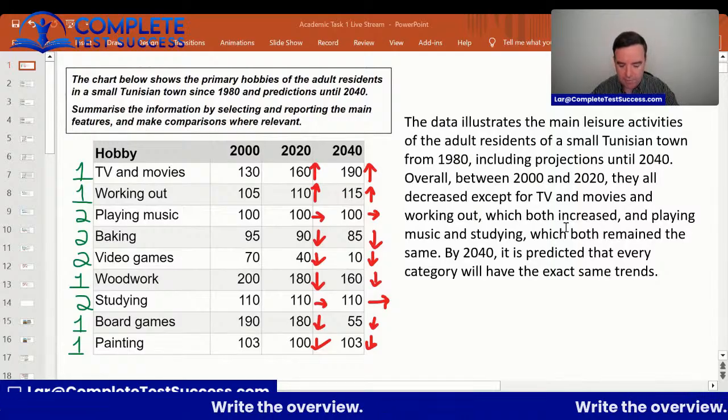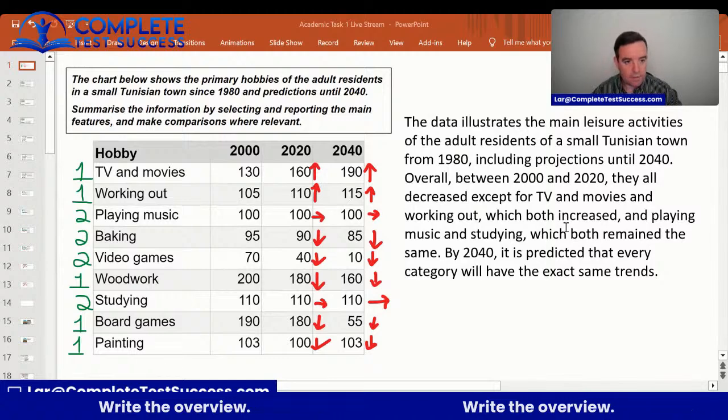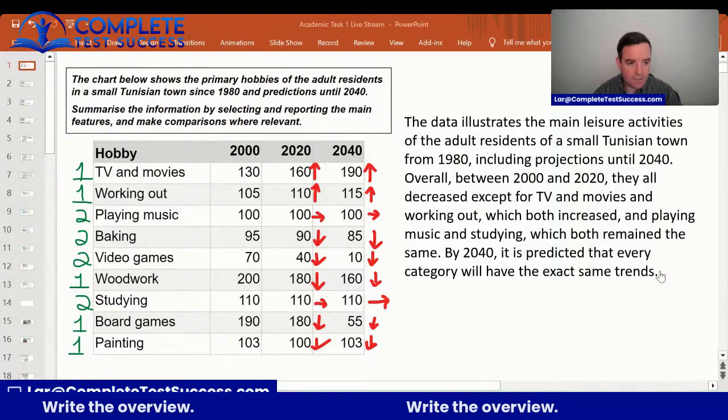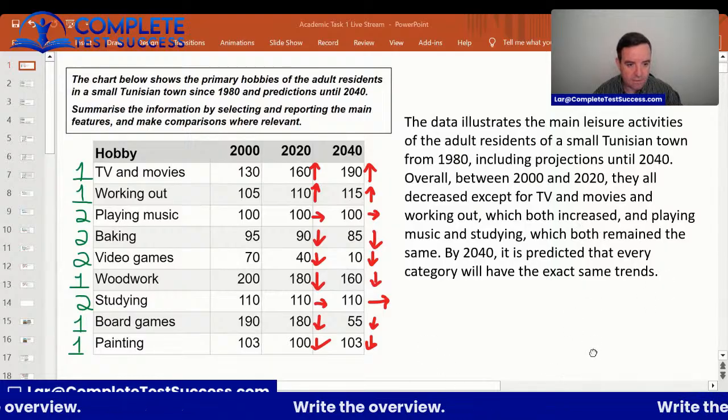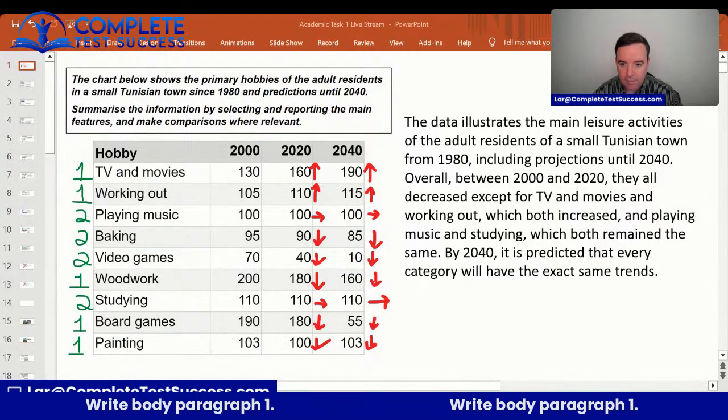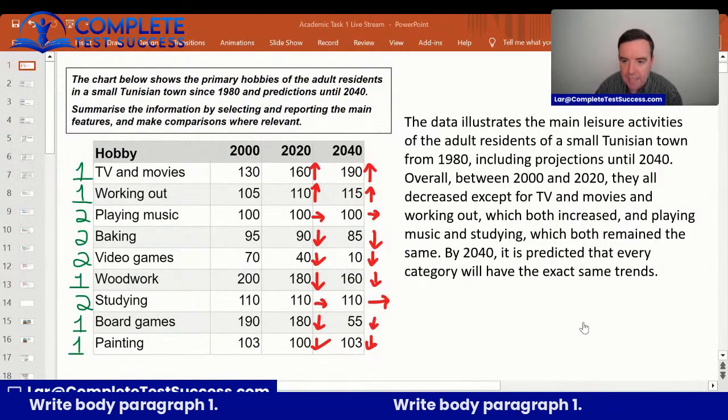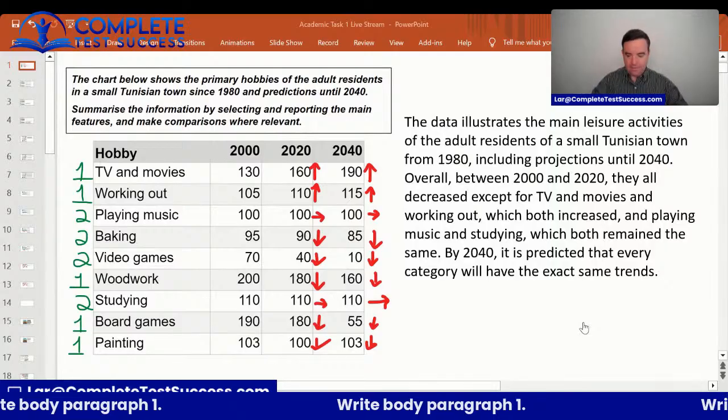So write body paragraph 1 and share that with me in the comments. And as usual, then I will have some feedback for you about what you can do to improve those scores. Okay.